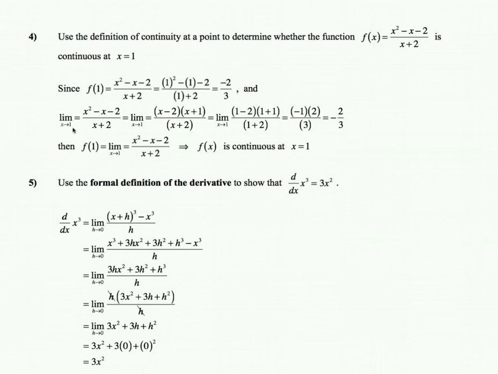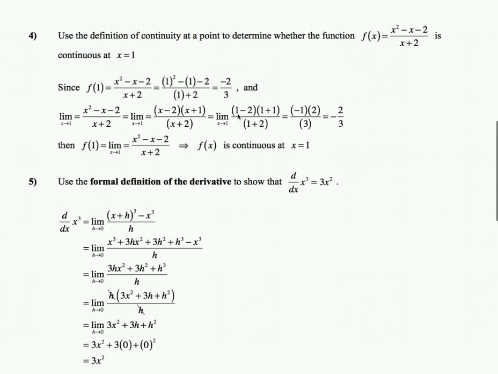Then I want to determine what the limit as x approaches 1 is. And you can see that I factored this out to see if it could be reduced. It cannot be reduced, so I just go ahead and put a 1 in for each of the x's. And 1 minus 2 is negative 1, 1 plus 1 is 1, negative 1 times 2 is negative 2, and then in the denominator I have 1 plus 2 is 3, so the limit as x approaches 1 is negative 2/3. So, since the value of the function at 1 equals the limit as x approaches 1 of this function, then the function is continuous at x equals 1.